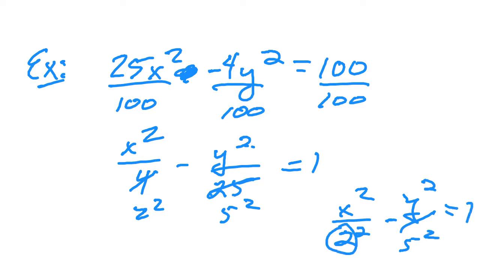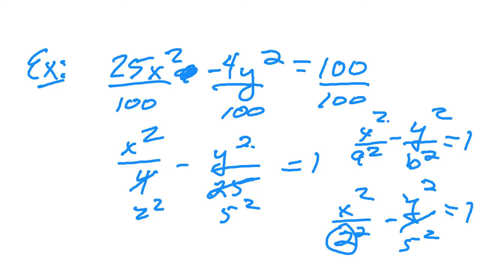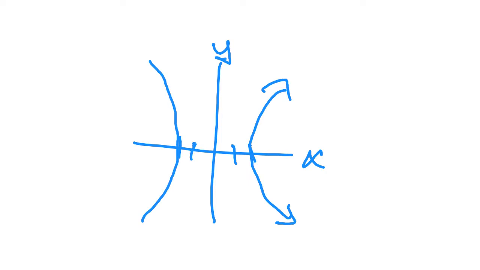So if I have x squared over a squared minus y squared over b squared equals 1, then we have an x-intercept at minus a, 0 and a, 0. If I were to graph this, here's the x, here's the y, and 2, 0 to the right and left is where it crosses the x-axis, and we get the hyperbola shape here.